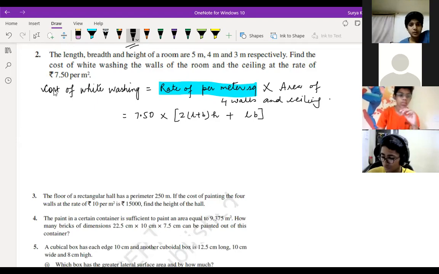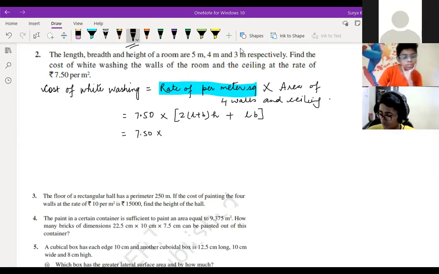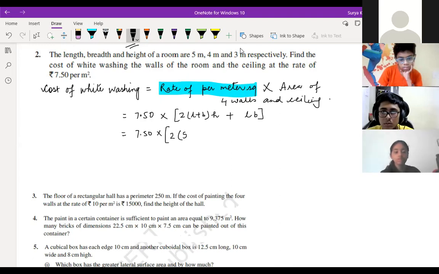Is it clear to everyone? After this you can solve easily. Nothing is there in this. Ceiling is length into breadth. Ceiling is nothing but the ground part. The base surface is always length into breadth, right? So ceiling is also the same thing, length into breadth only. Okay, sir. So I did it as 2LB plus BH plus HL minus LB.